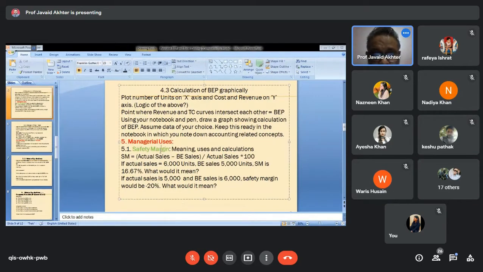Managerial uses. One of the managerial uses of break-even analysis is safety margin. Safety margin means the firm, by calculating break-even and by looking at its actual sales, can find out what is the cushion which is available to the firm at present. Safety margin means it can find out to what extent it is safe, what is the level of its comfort. How do we do that? We have a formula. Firm will be selling something, so that will be actual sales. It must have calculated break-even sales, to take the difference between the two.